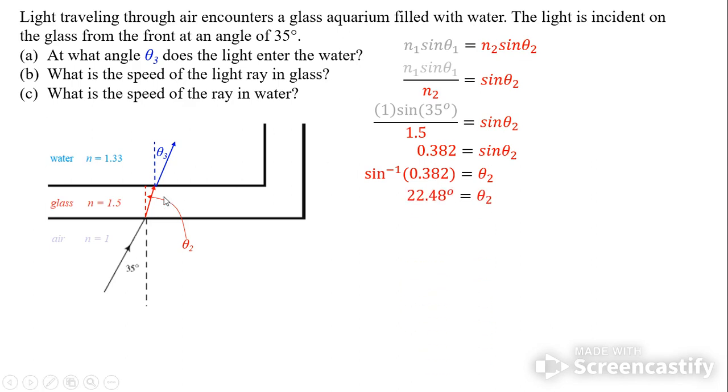So this angle here in the diagram, theta 2, is about 22.48 degrees, which makes sense. Again, because it is going from less dense to more dense, this angle has to be a little smaller because it is veering towards the normal line. That's one way to check to see if your answer makes sense.